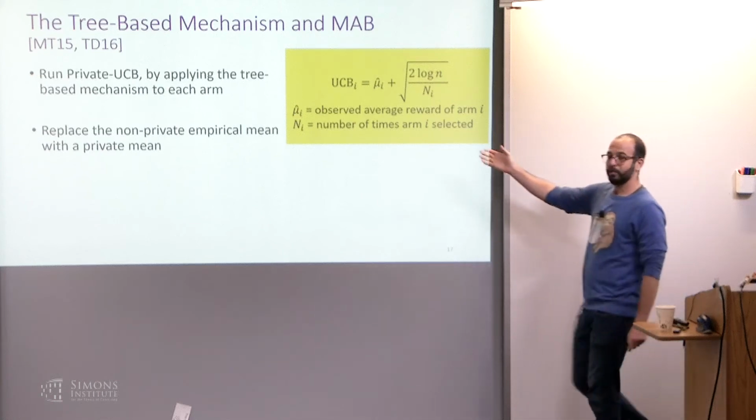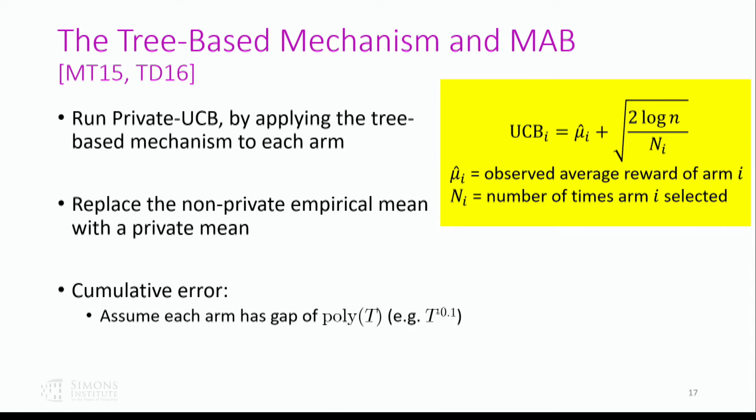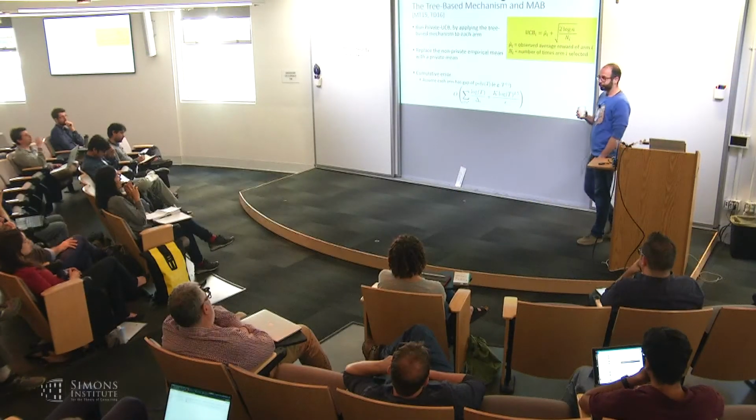Okay? We have the UCB algorithm. The exploration bonus is independent of the rewards that I've seen, but the mean reward clearly depends on all the rewards that I've seen. What I'm going to do is to apply the tree-based mechanism to maintain a private count of that mean. And the cumulative error, if we have to maintain for each arm a tree of poly t length, is going to be the same non-private bound plus k times polylog t over epsilon. What is k? Number of arms.